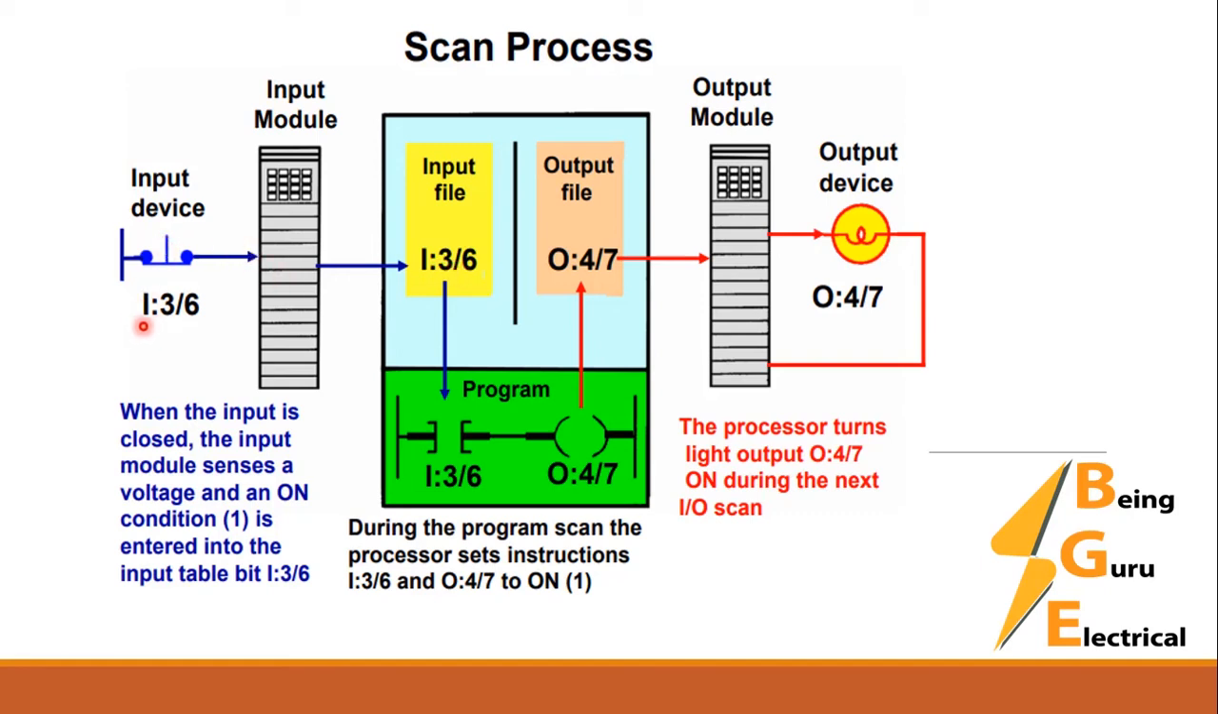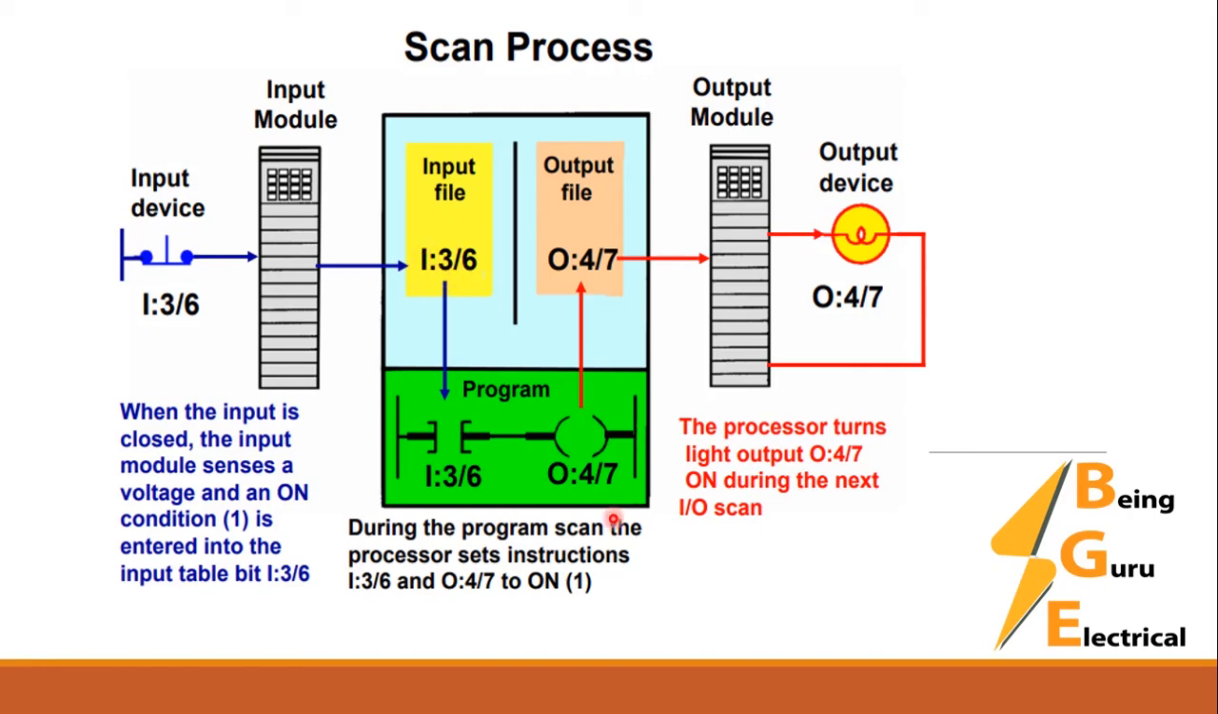So if this is closed, here we have one, here we also have one, here also we have one, so this will be on. This one is coming here, saving here, and this output is taking data which is one from here. So due to this status 1, this output is on. So this is scan process, how the PLC operates its scan.